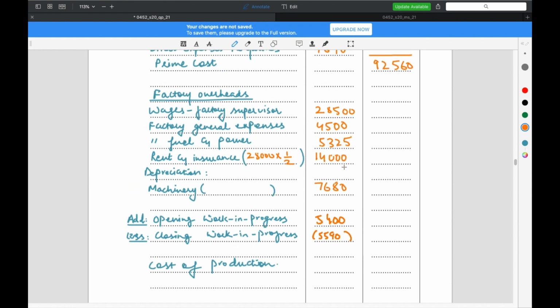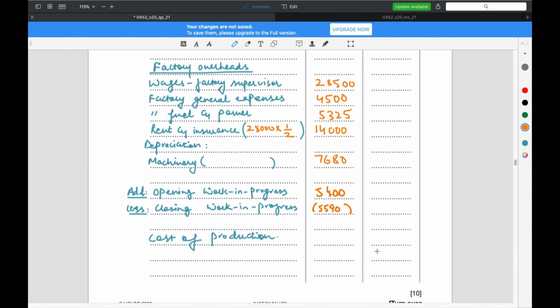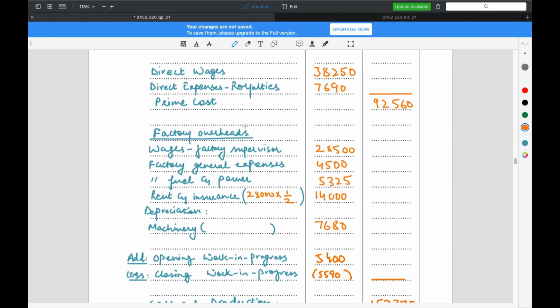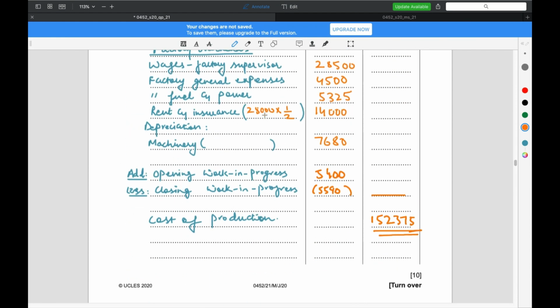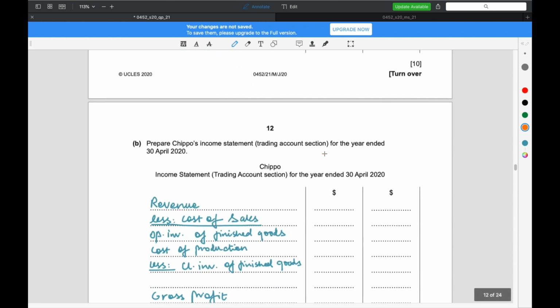Right, and when you sum up everything and subtract everything, that is going to give you a total cost of production of $152,375. So that is going to be your answer. For this question, basically you just need to have the format revised, and you should know what you're doing, and don't make stupid mistakes while writing down the values or doing these sort of small calculations. So these are easy 10 marks for you.